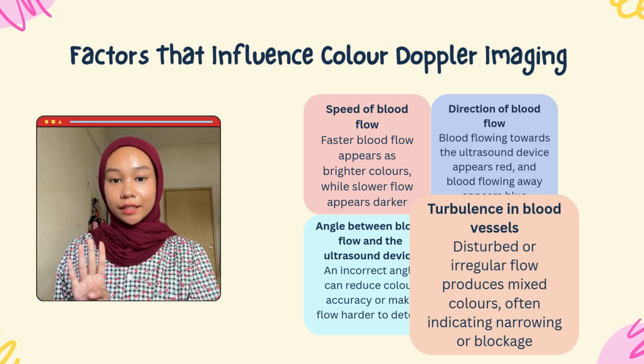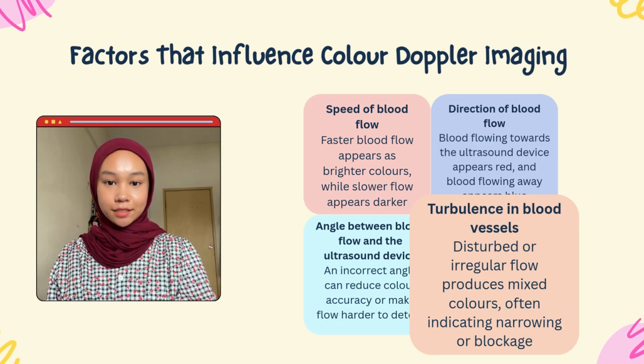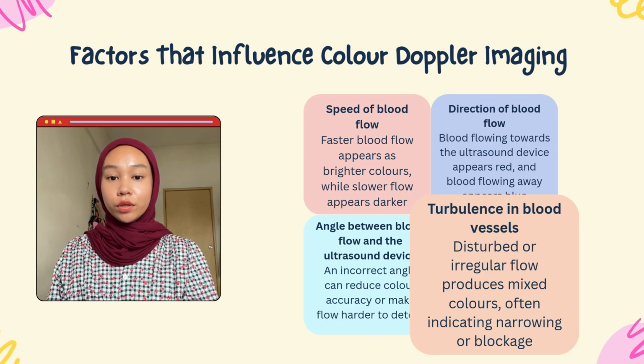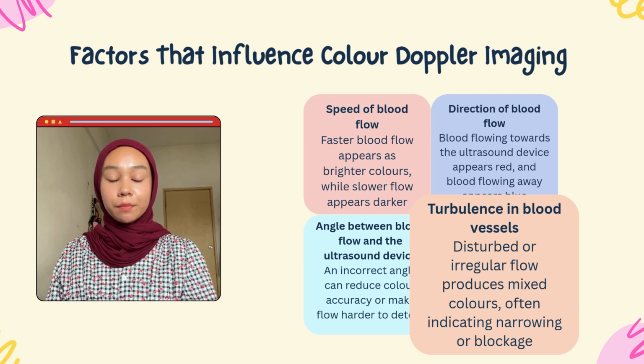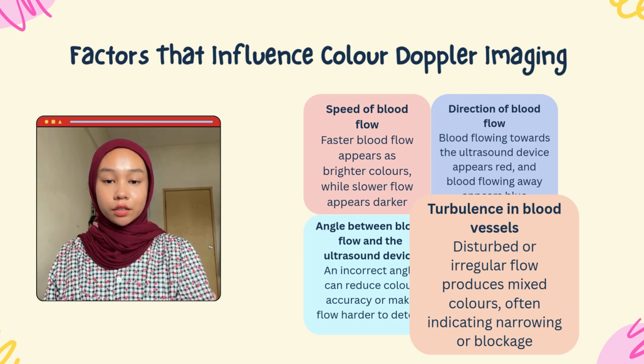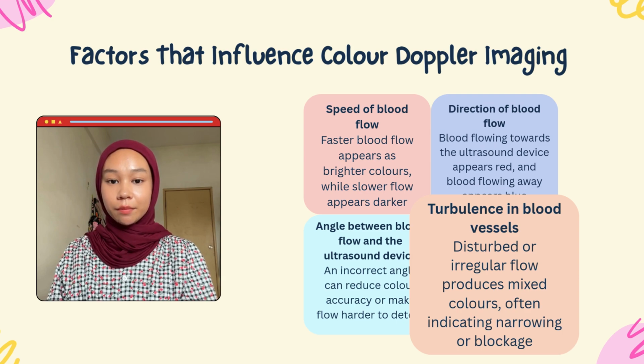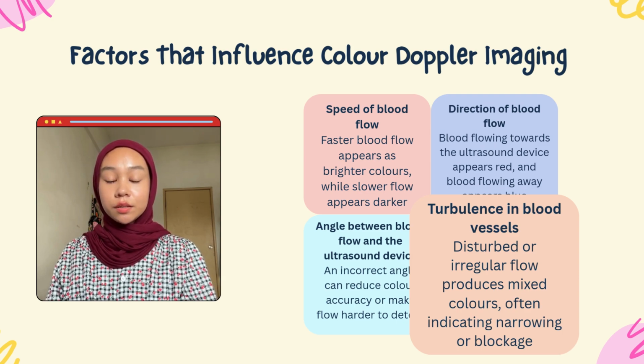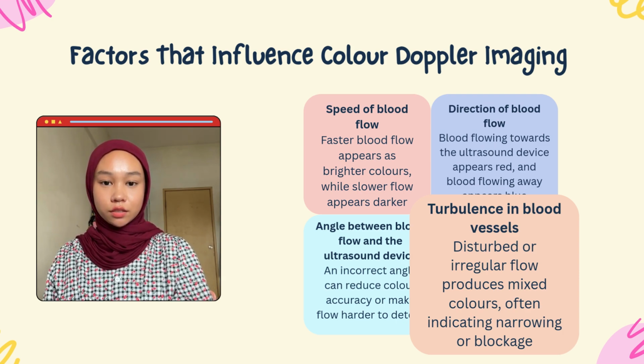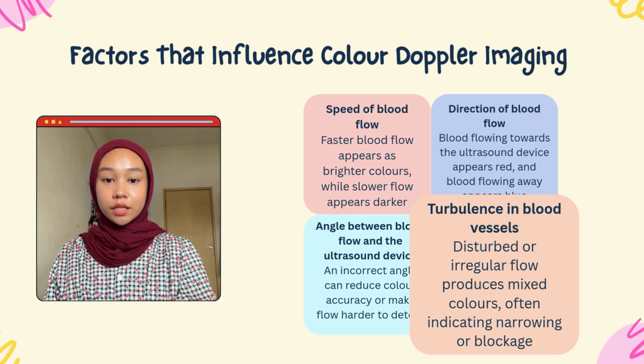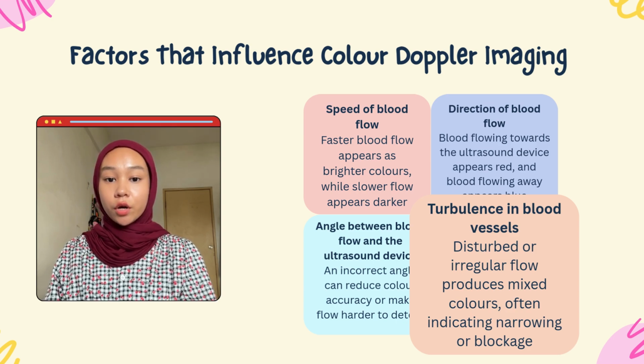The fourth factor is the turbulence in blood vessels. When the blood flow is smooth, the color may appear uniform. However, if there is turbulence in the blood vessels, it will show a mix of colors. This is often a sign of an abnormal blood flow.